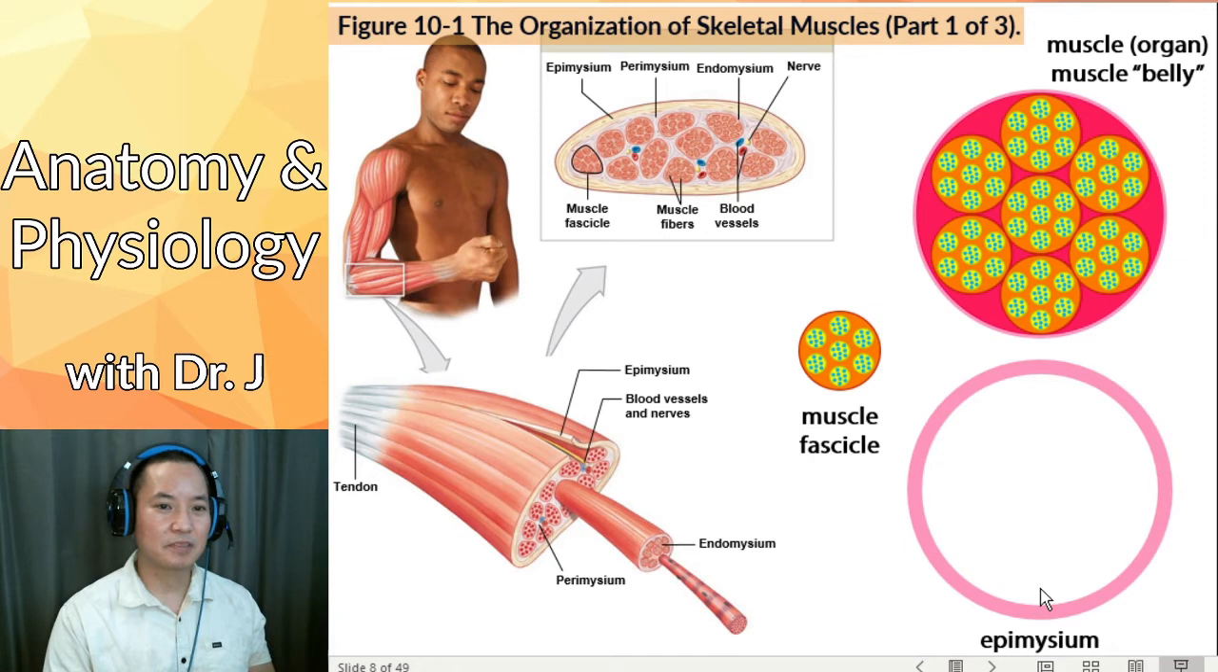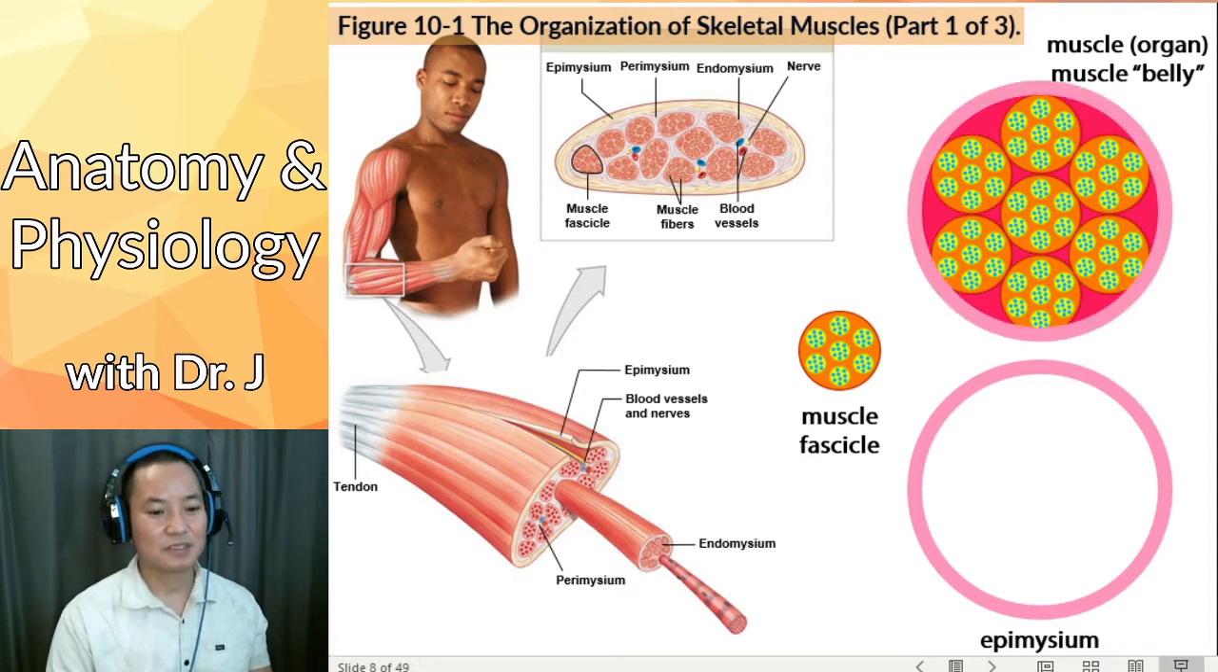And now remember that endo means inner. The opposite of endo, the prefix meaning inner or within, is epi. So epi, just like you have your epidermis or your epigastric. And so what you have here is the outermost layer of connective tissue surrounding each muscle or organ, the muscle belly. That's what you call the epimysium.